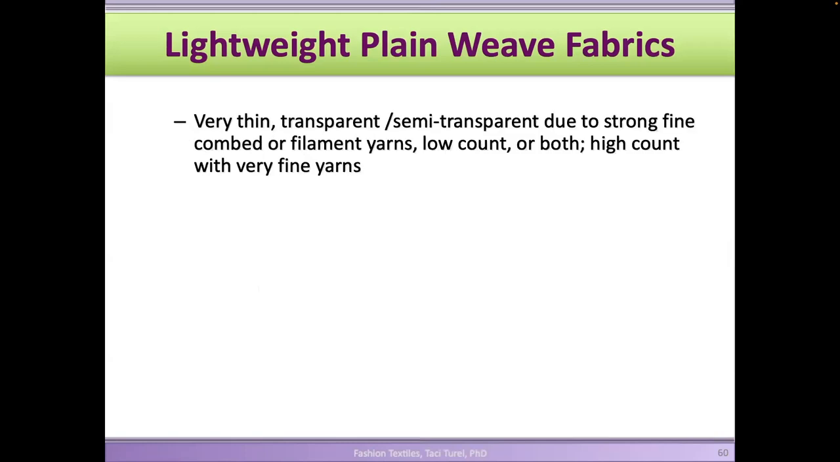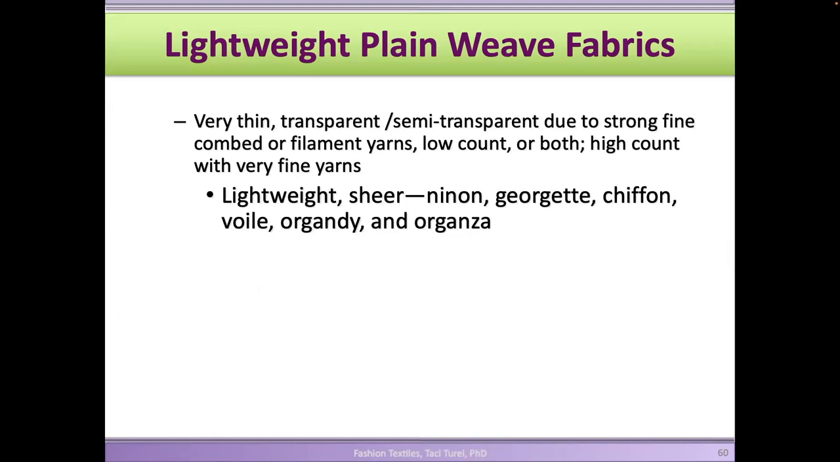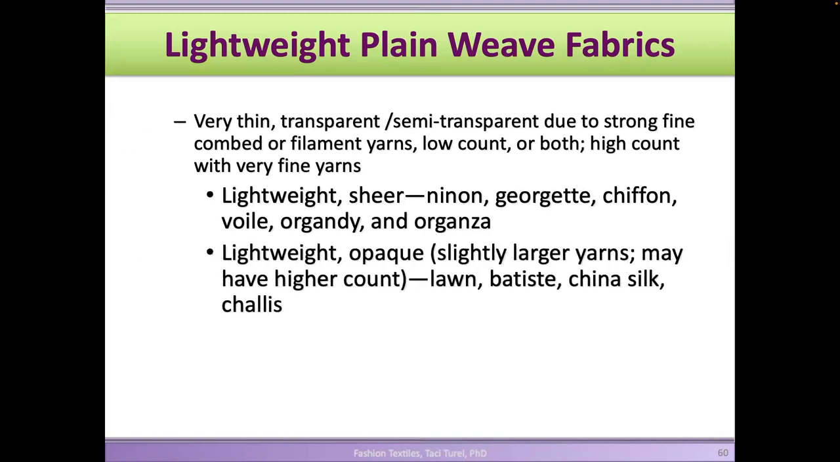Lightweight plain weave fabrics. So a lot of sheer fabrics are in this category. Ninon, gorget, chiffon, voile, organdy, organza. Those type of fabrics are lightweight plain weave pattern fabrics. Opaque ones are like lawn, batiste, China silk, challis. Those are also made out of a plain weave pattern, but they are not sheer or transparent.